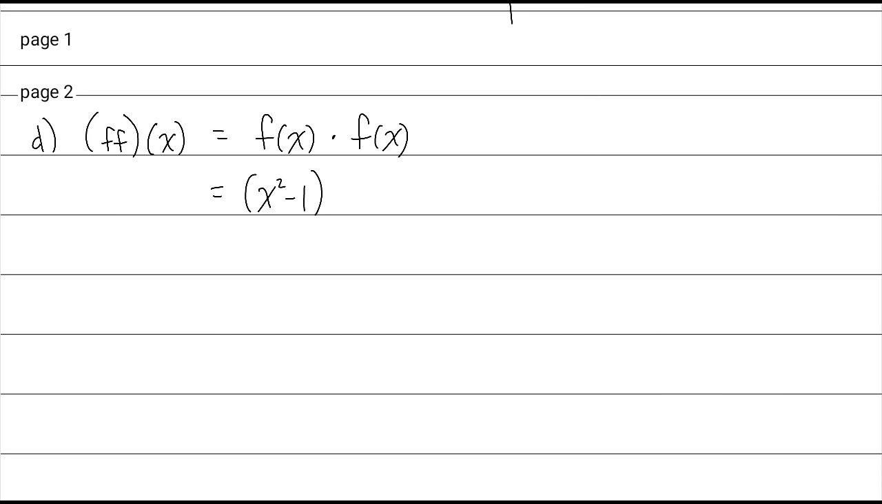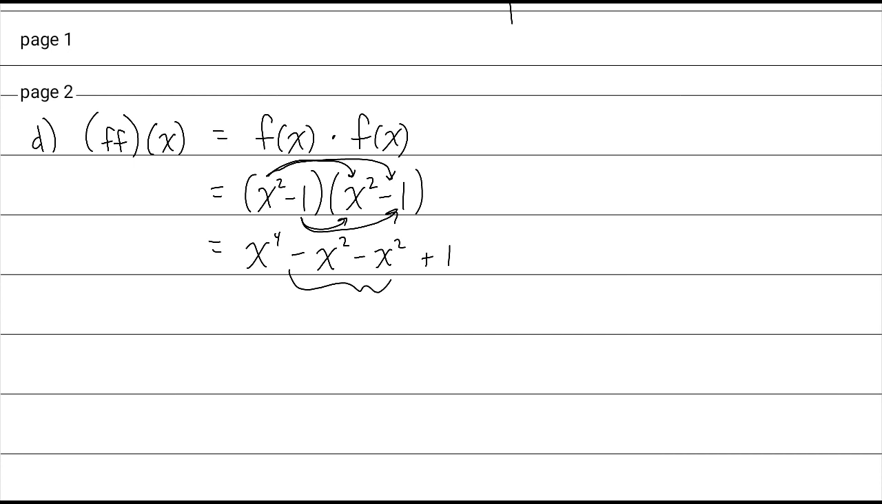Part D. Let's say f of x. What's happening here? This is a little different notation, but we know that's f of x times f of x. In other words, x squared minus 1 times x squared minus 1. X squared times x squared is x to the 4th. X squared times negative 1 is negative x squared. Negative 1 times x squared is negative x squared. Negative 1 times negative 1 is a positive 1.